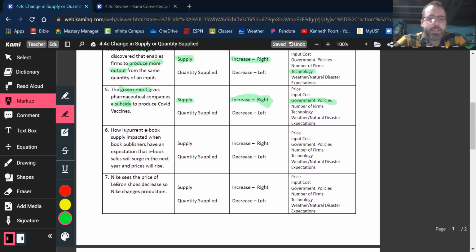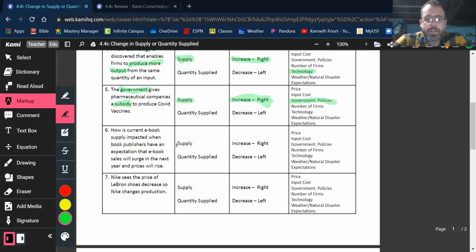Number 6, how is current ebook supply impacted when book publishers have an expectation that ebook sales will surge in the next year and prices will rise? All right, so if I'm a producer and I know that more people are going to want to buy ebooks and prices are going to go up and they'll be willing to pay a higher price, I want to sell my products later, all right?